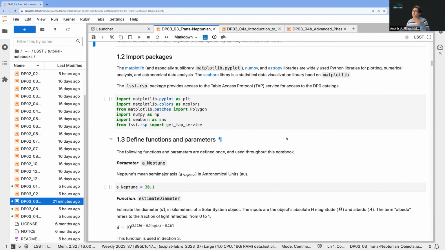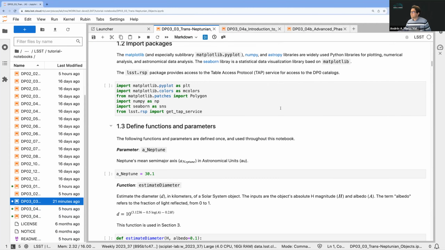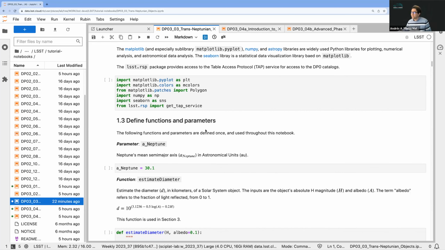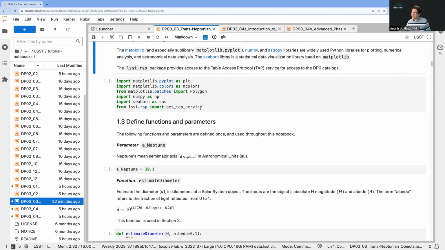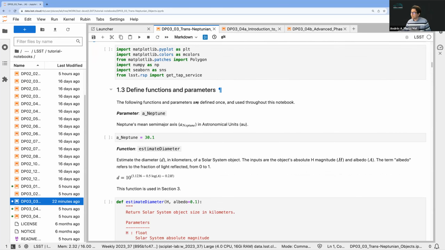Then we move to a section in which we define the packages that we import. So we have the standard packages from NumPy, AstroPy. We have a statistical plotting library called Seaborn. It's actually only used in a small part of this notebook, but I wanted to showcase another library in order to visualize these objects. Then we have the tool that is going to allow us to retrieve the data, the TAP service, the Table Access Protocol service, in order to access the DP0 catalogs. And this is a tool that we use in all our notebooks.